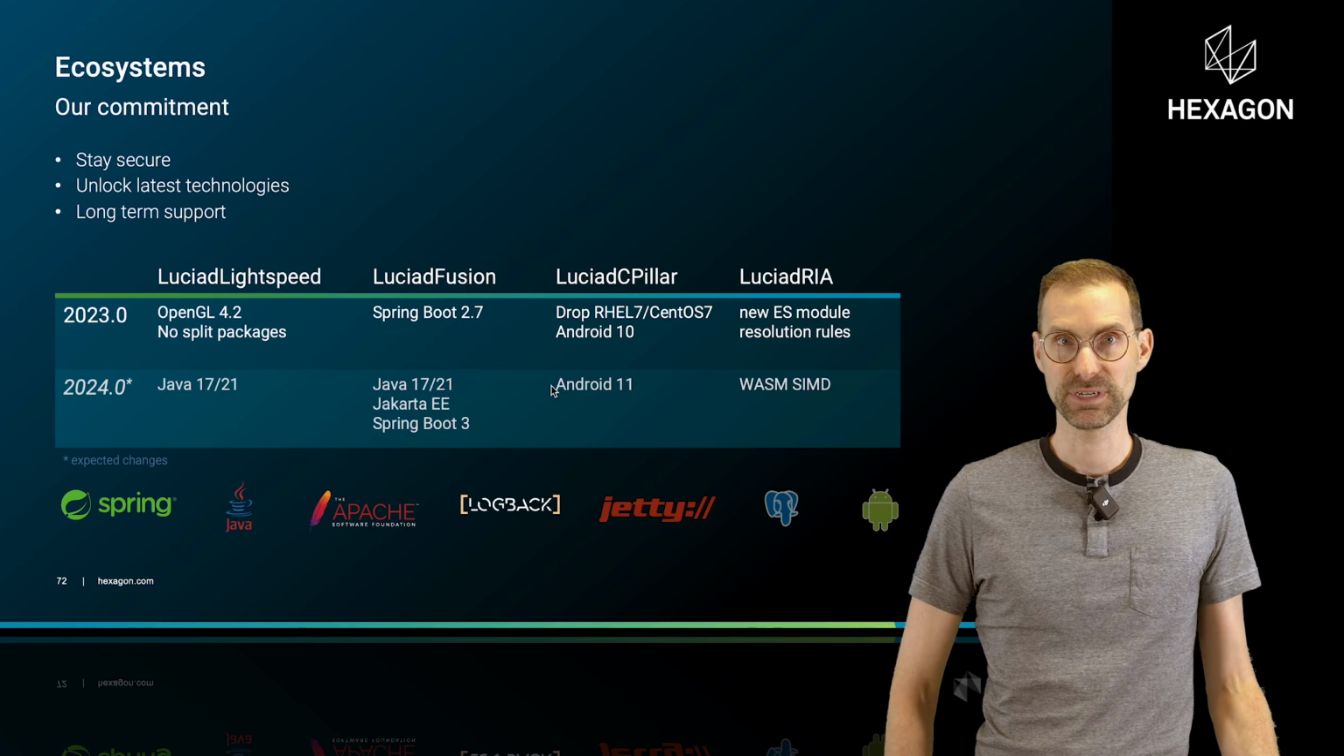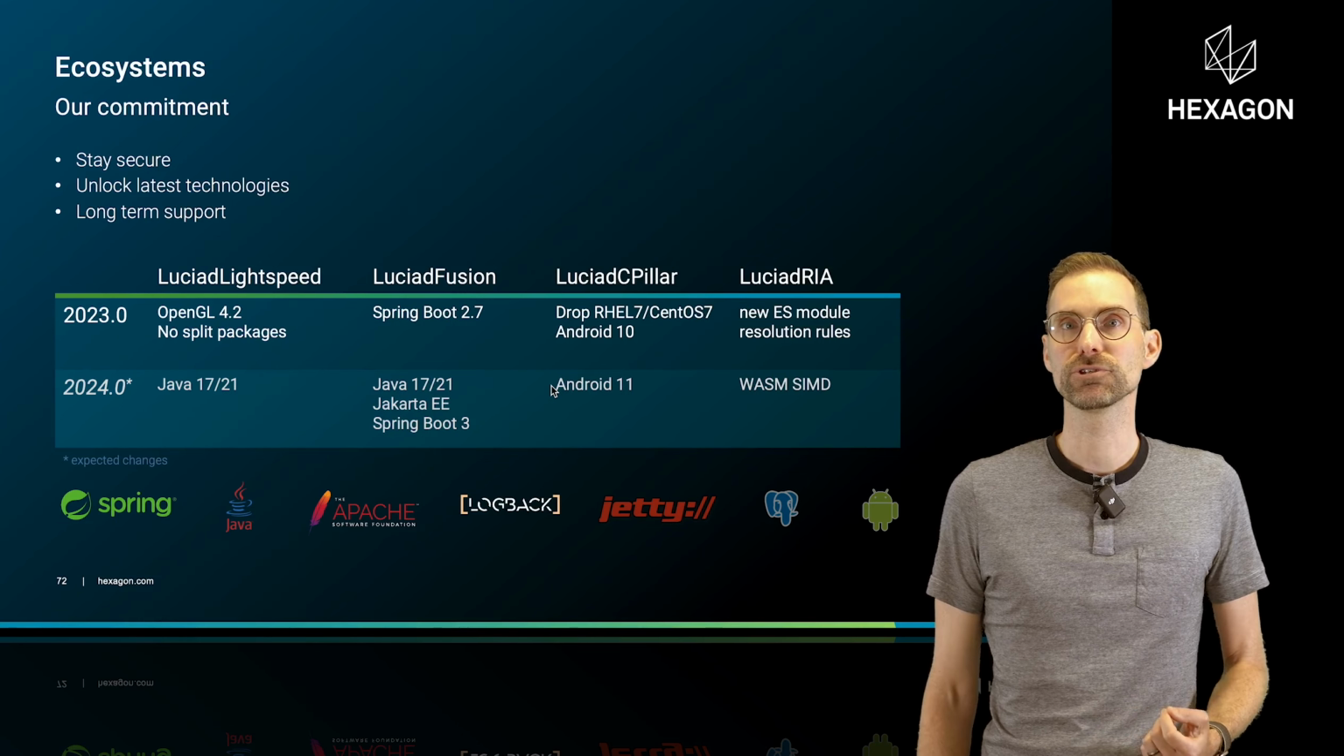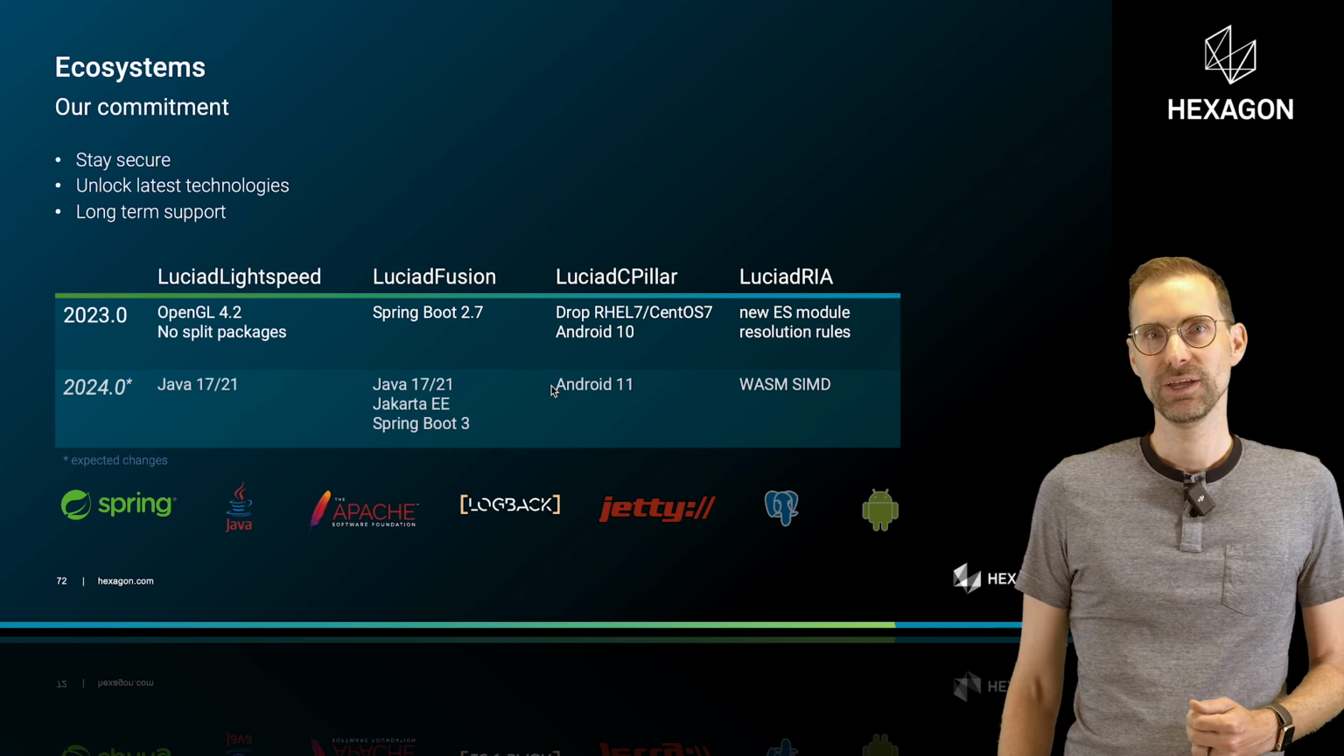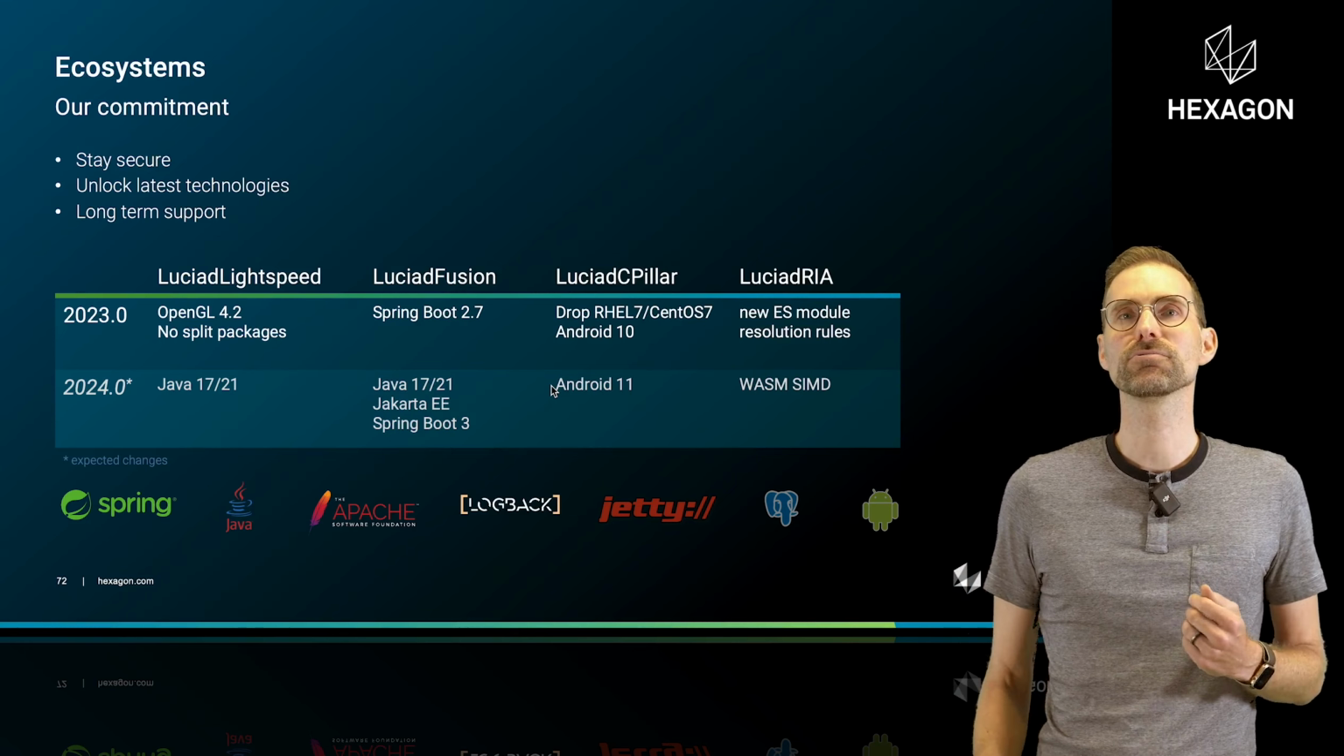In 2023, we're raising the OpenGL version in Luciad Lightspeed to the same level as LuciadCPillar, which should make it easier for you to find the right hardware for your Luciad Lightspeed applications. We're also dropping support for CentOS 7 in LuciadCPillar, which is rapidly approaching end of life.